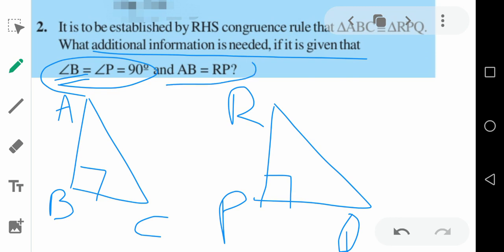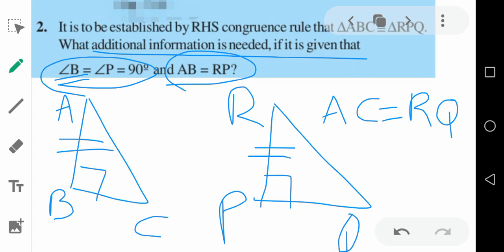And what else is given? AB is equal to RP is given. AB and RP are equal. So this much is given. Now what additional information is required for proving the congruence using RHS? The hypotenuse should be equal. So the additional information should be AC is equal to RQ. That's it. Okay, so you have to draw these two figures and then this is the answer.